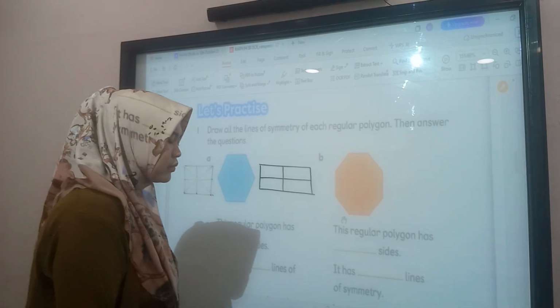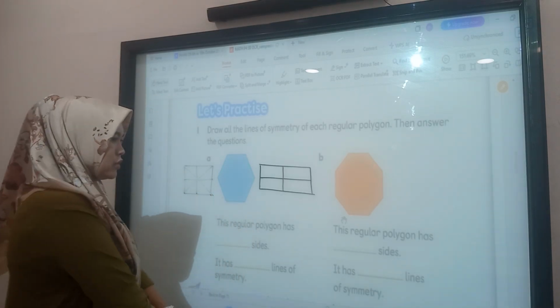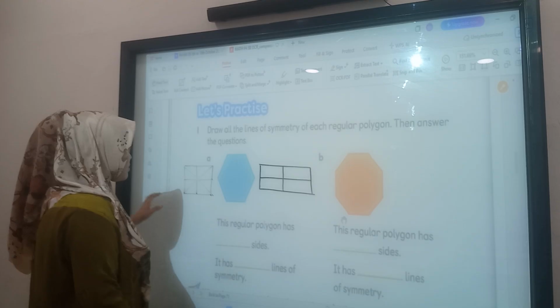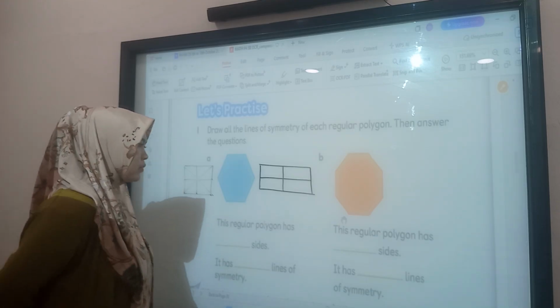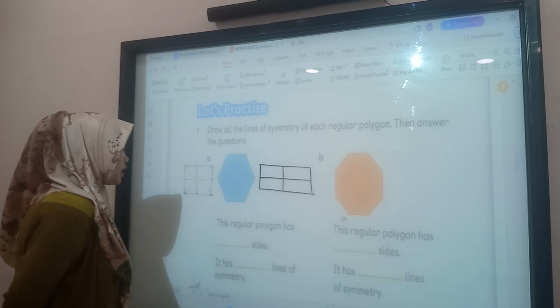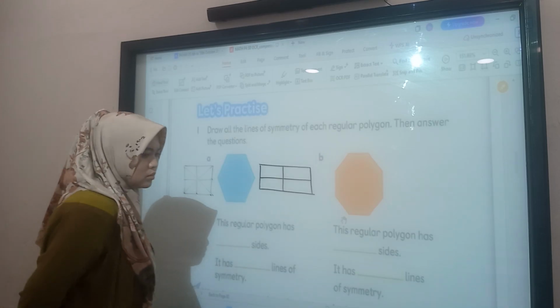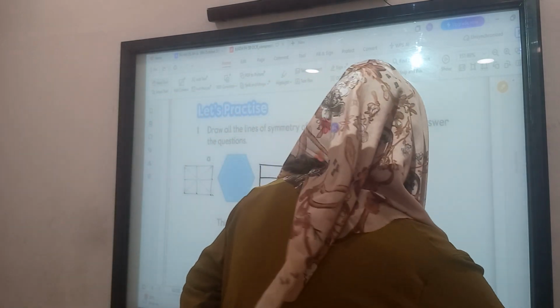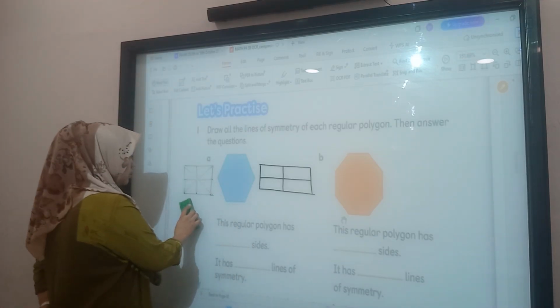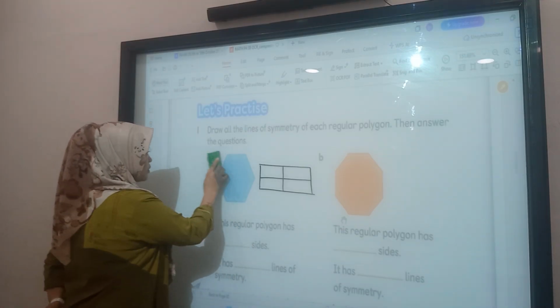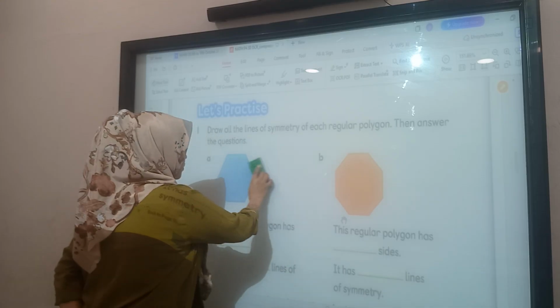Okay, so a symmetry line is the way to fold a shape into equal parts that cover each other. The part that you fold covers the other equally, right? So it means if you fold like that, yes, I see. It's only two. That is the concept of symmetry.